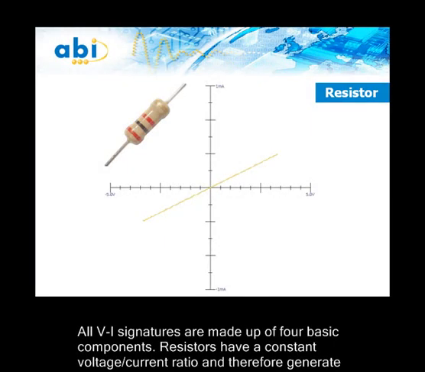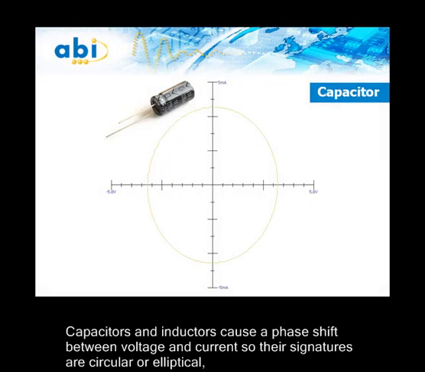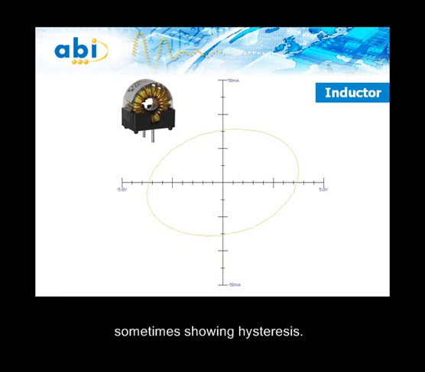Resistors have a constant voltage-current ratio and therefore generate a straight line on the display. The slope of the line is proportional to the resistance value. Capacitors and inductors cause a phase shift between voltage and current, so their signatures are circular or elliptical, sometimes showing hysteresis.